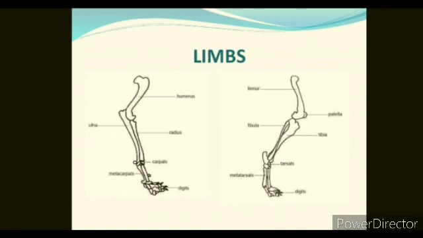In the same way, we have bones in our lower limb or leg. The first bone is the femur. Then we have two bones, the tibia and fibula, and after that it ends with the tarsals and metatarsals, and then the phalanges.